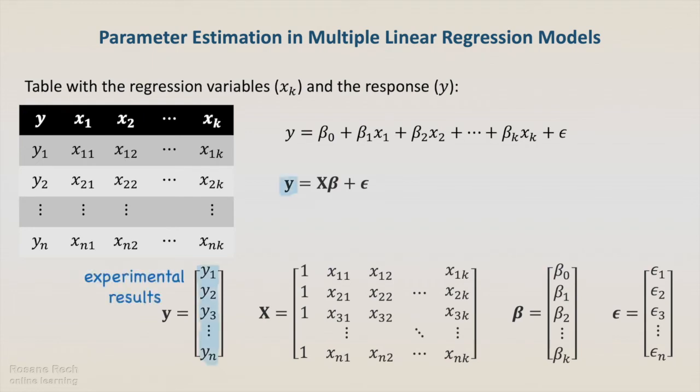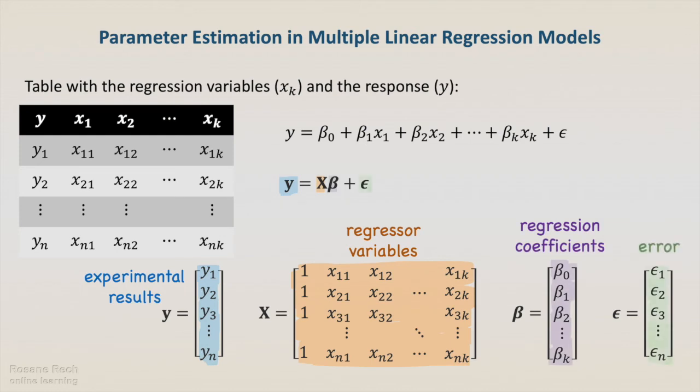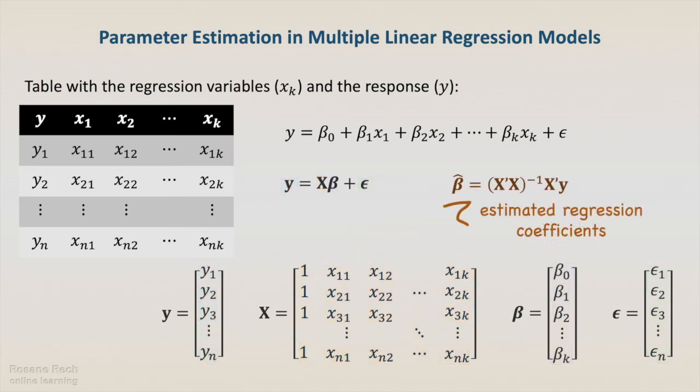The y matrix of the experimental results is equal to the product between the x matrix of the regression variables and the beta matrix of the regression coefficients, plus the epsilon matrix with the errors. We calculate the beta hat matrix of the estimated coefficients as the product between the inverse of x transpose times x, and x transpose times y.